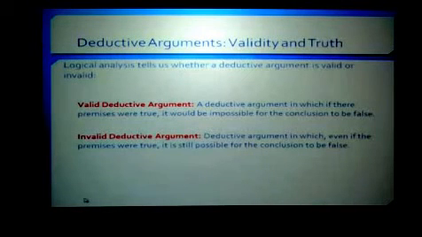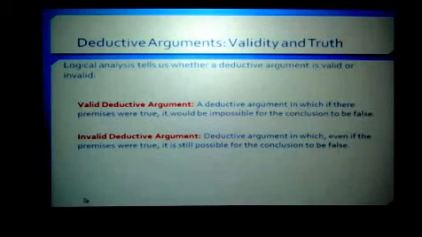Notice how a valid deductive argument is one in which the intent of the author is fulfilled. It's fulfilled in that a deductive argument that is valid is one in which it is actually the case that if premises were true, it would be impossible for the conclusion to be false. On the other hand, we can have an invalid deductive argument. It is defined as a deductive argument in which even if the premises were true, it is still possible for the conclusion to be false.